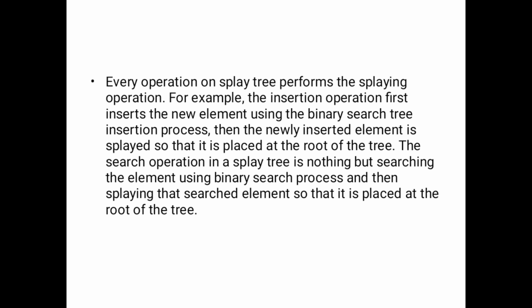Then we splay the searched element, placing it at the root of the tree. This is the binary tree. This is the splay tree. When we insert a node, that node replaces the root node. When we search for a node, that searched node replaces the root node. This is the splay tree.